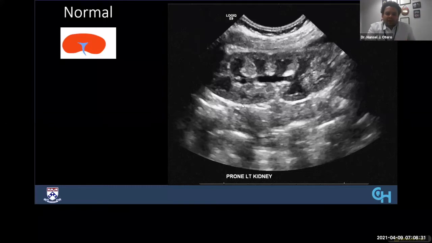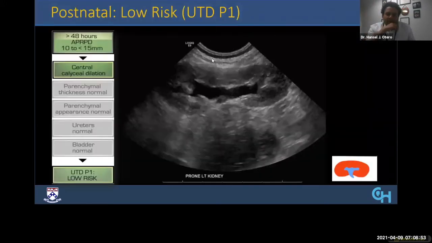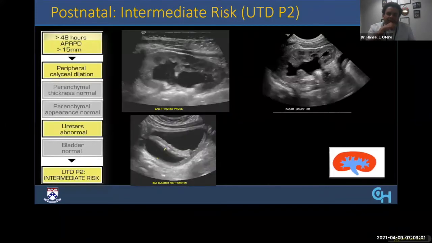Normal. And remember that in newborns, we have great resolution with ultrasound. So the kidneys are kind of right there. We can image them really well, and we see not only the cortex, but the pyramids and the renal pelvis really well. So this would be normal. For UTD-P1, we have dilatation of the central calyces. It's low risk. For UTD-P2, you have more dilatation, including the peripheral calyces start to show up.